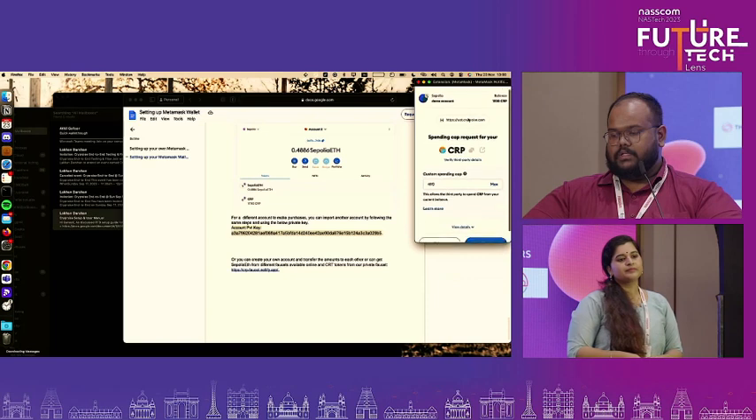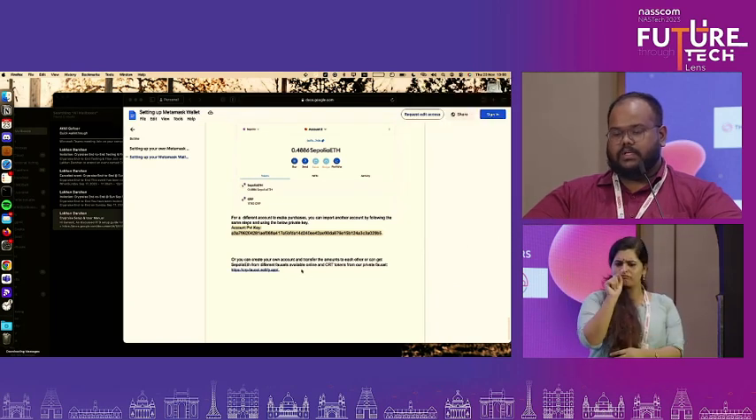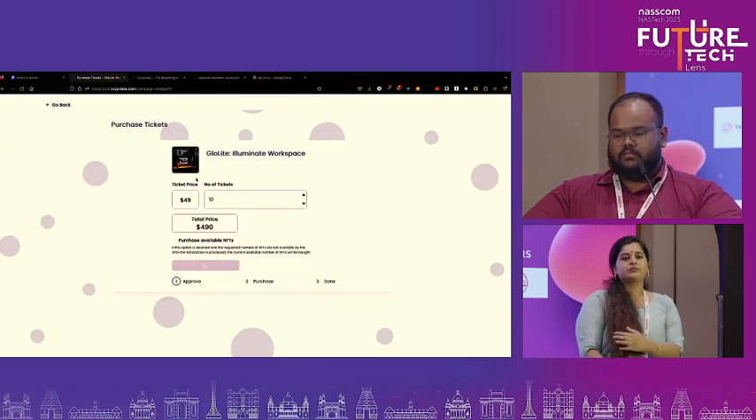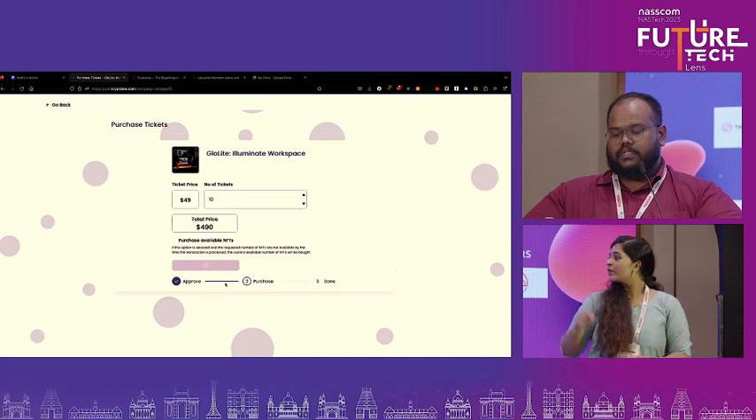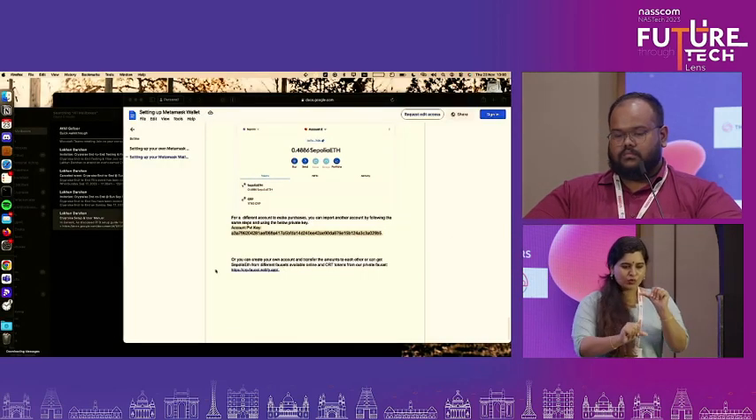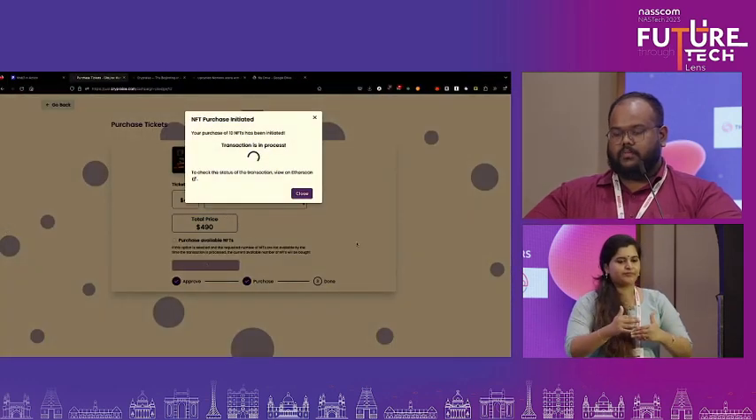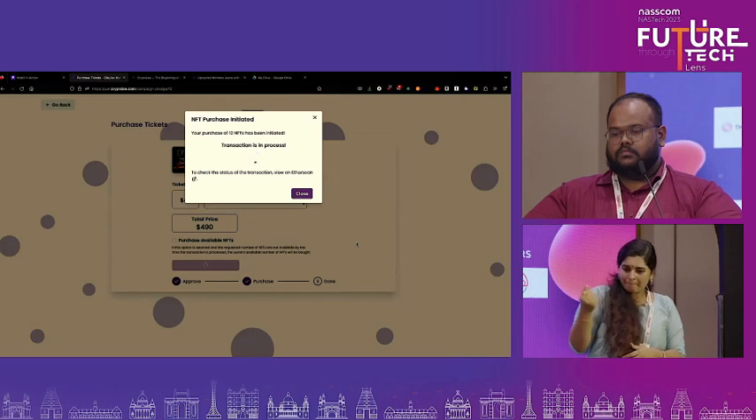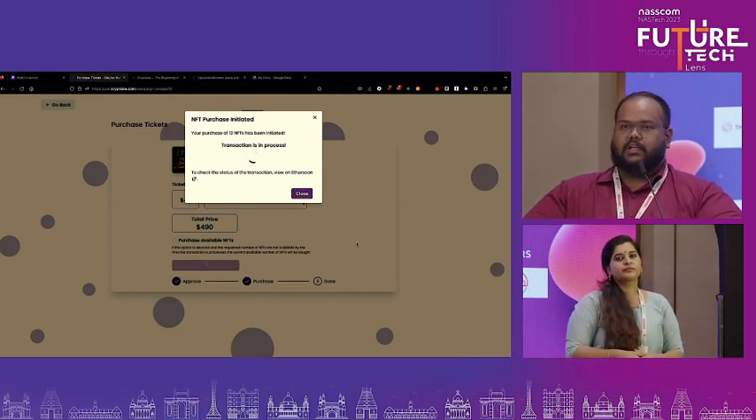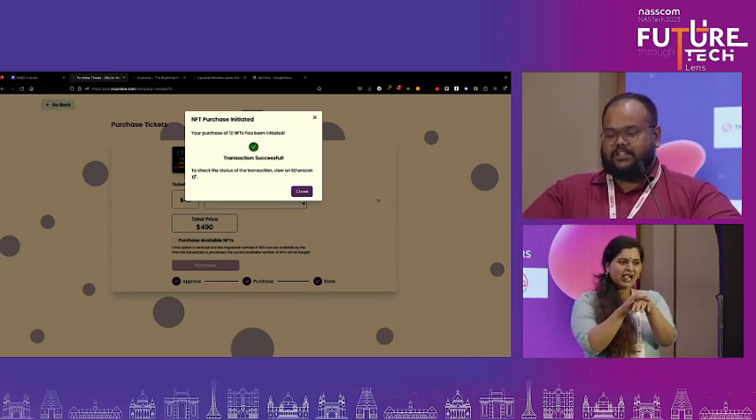So this is the permission, this is how the wallet works as such. In the mobile application also you should be able to see something similar. So this transaction is going on to the chain right now. The transaction is in process. Yeah, Web3 is a bit slow. We are not ready to take on Visas of the world yet. So the transaction is successful.